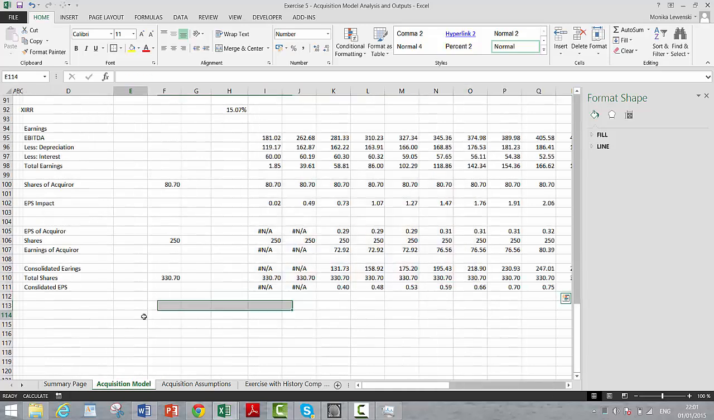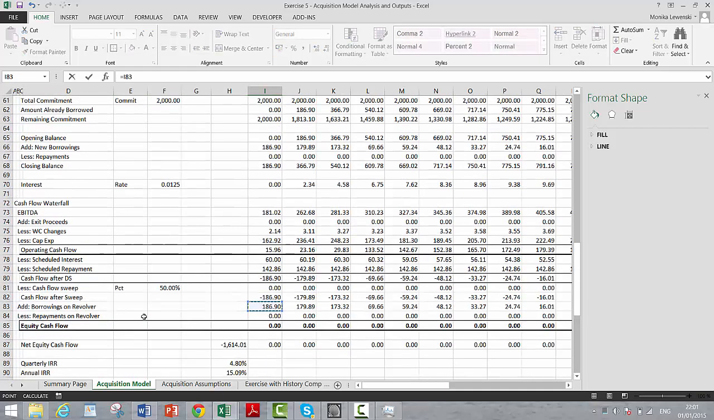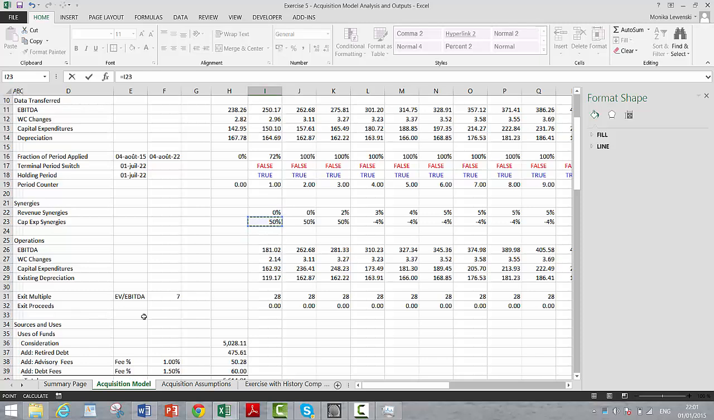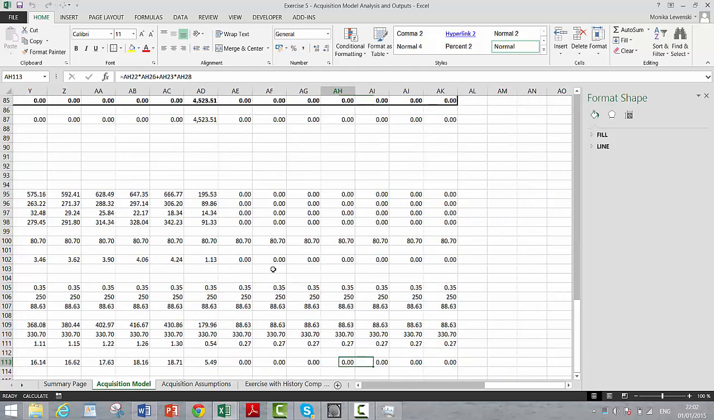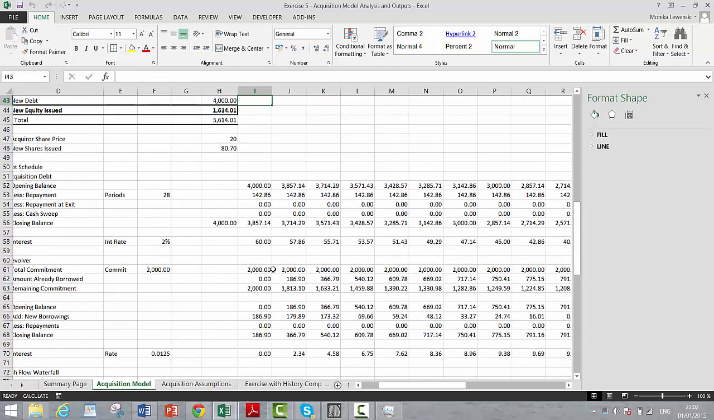And let's go into our acquisition model and put our synergies. And we'll just add up the two synergy categories that we computed. Remember, those were the, we didn't do it. The revenue synergies times the revenues plus the CapEx times the CapEx. So Shift Control R. Isn't it? It's the revenue synergies minus the CapEx synergies, excuse me.